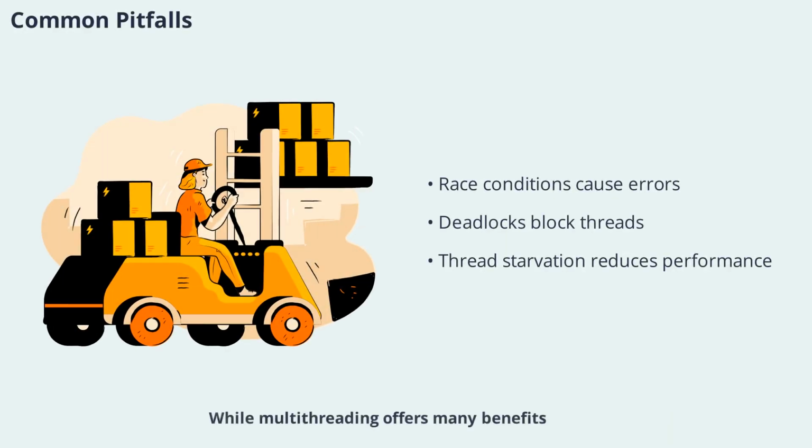While multithreading offers many benefits, it also introduces challenges like race conditions, deadlocks, and thread starvation. Careful design, proper synchronization, and use of advanced concurrency tools are essential to avoid these pitfalls. Testing and debugging concurrent applications require special attention to ensure reliability and performance.